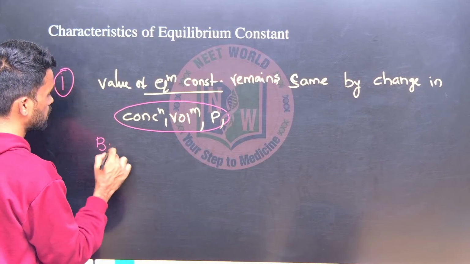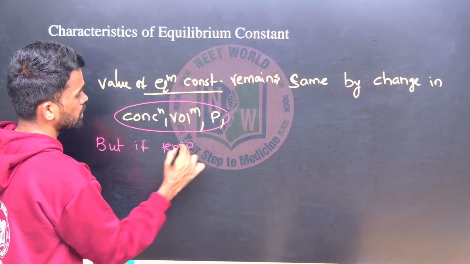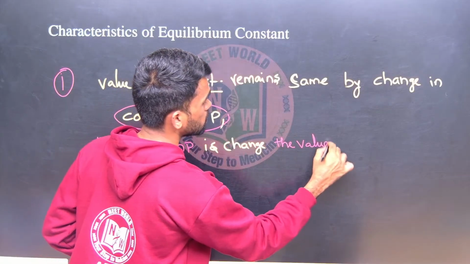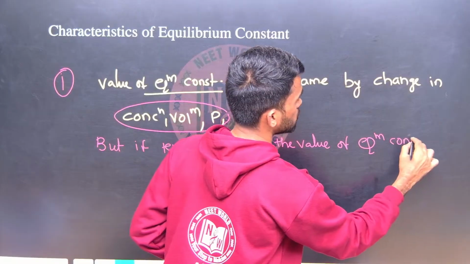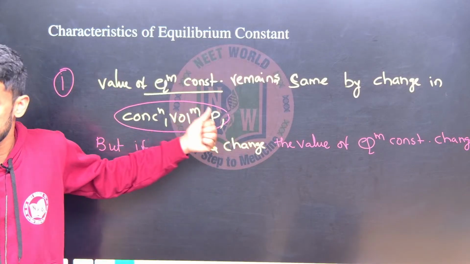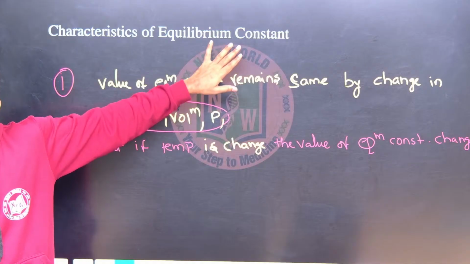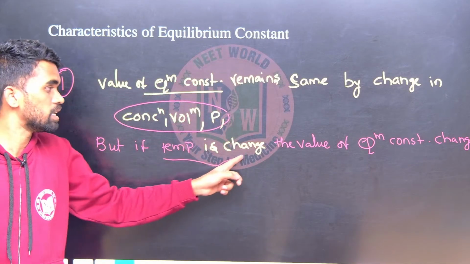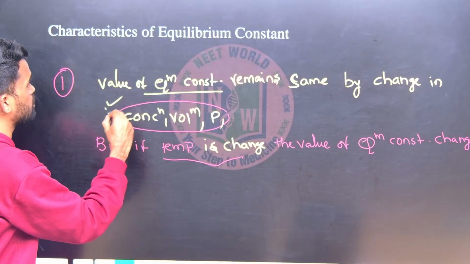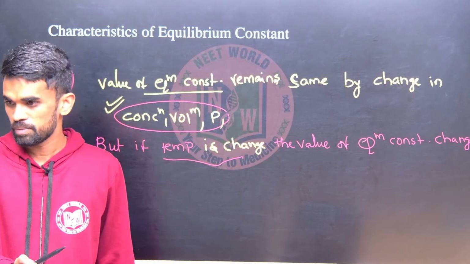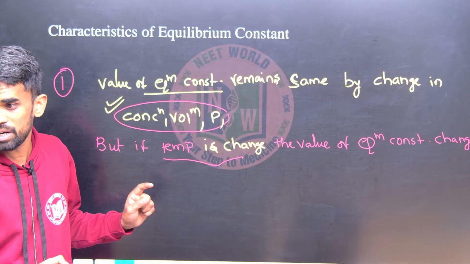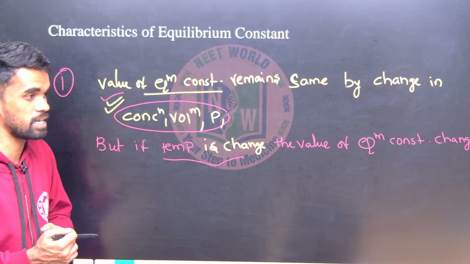But if temperature is changed, the value of the equilibrium constant changes. What I am saying? If concentration, volume, pressure are changed, the value of the equilibrium constant will remain the same. But if we change the temperature, the value of the equilibrium constant changes. In order to understand this statement properly, we need to learn Le Chatelier's principle. That will be discussed in the next class. Le Chatelier's principle is very important. There we will get more clarity on this first statement.